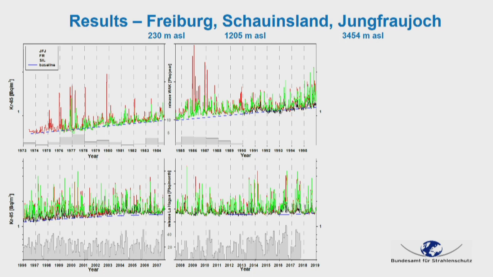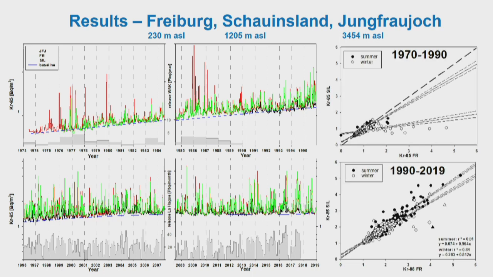Now to the results. These are the results for our southerly sampling sites: Freiburg, Schauinsland, and Jungfraujoch in the Swiss Alps. The Freiburg timeline is the red line here. Green is the Schauinsland, and black is the Jungfraujoch. Jungfraujoch sampling started in the early 1990s.